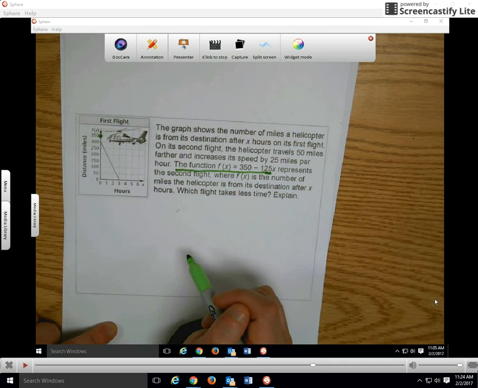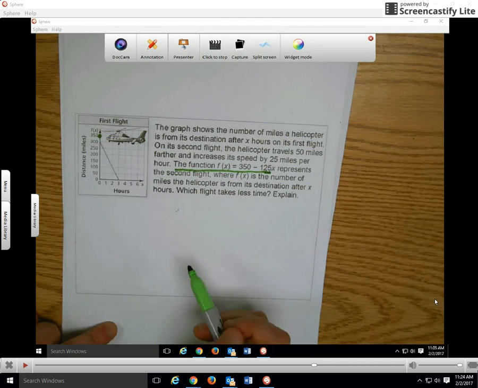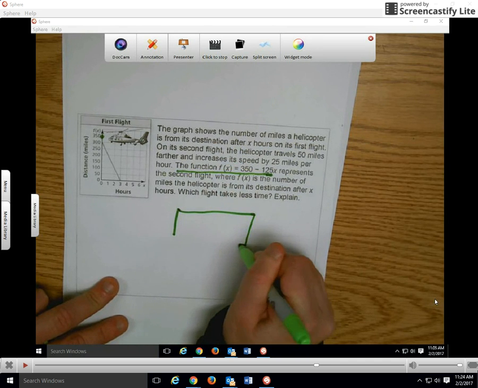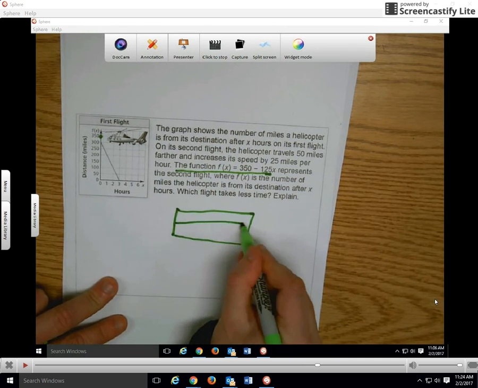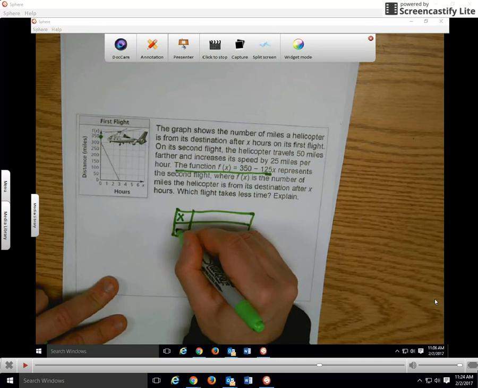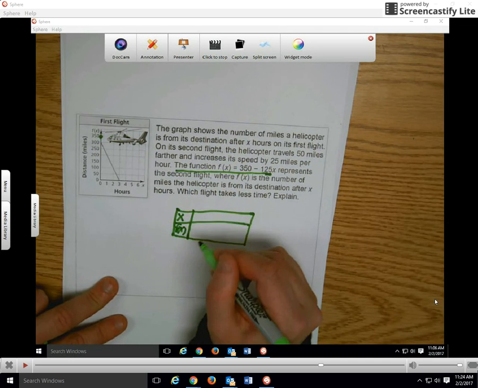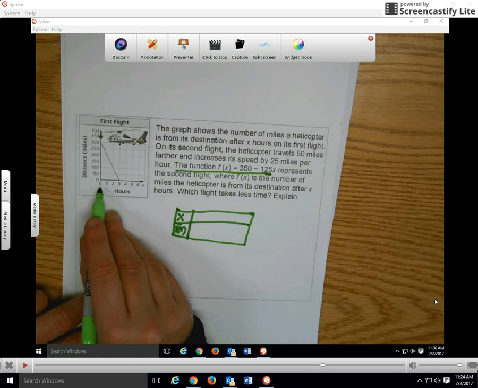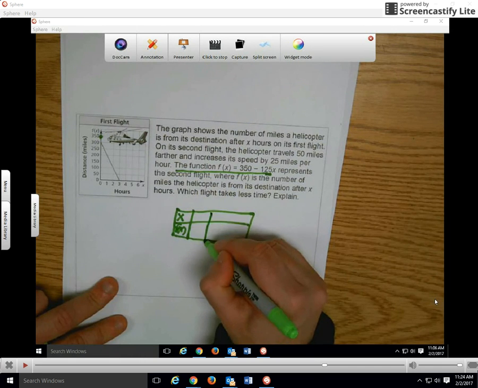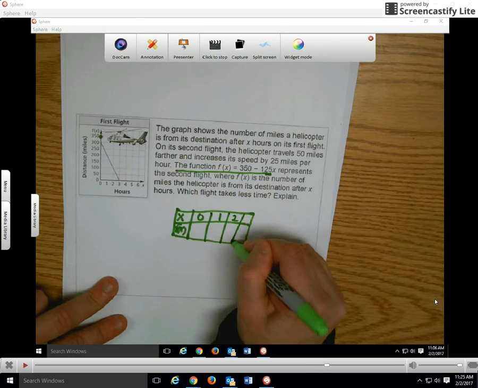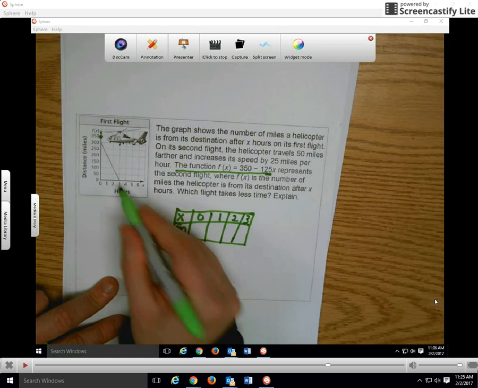Which flight would take less time, the equation or the graph? In order to find out, we would just do the same thing we did a second ago. We'd make our chart. You'd put x in one, f of x in the other. And then you choose values. I'm going to start with 0. We already know 0, but we'll start with 0, 1, 2.